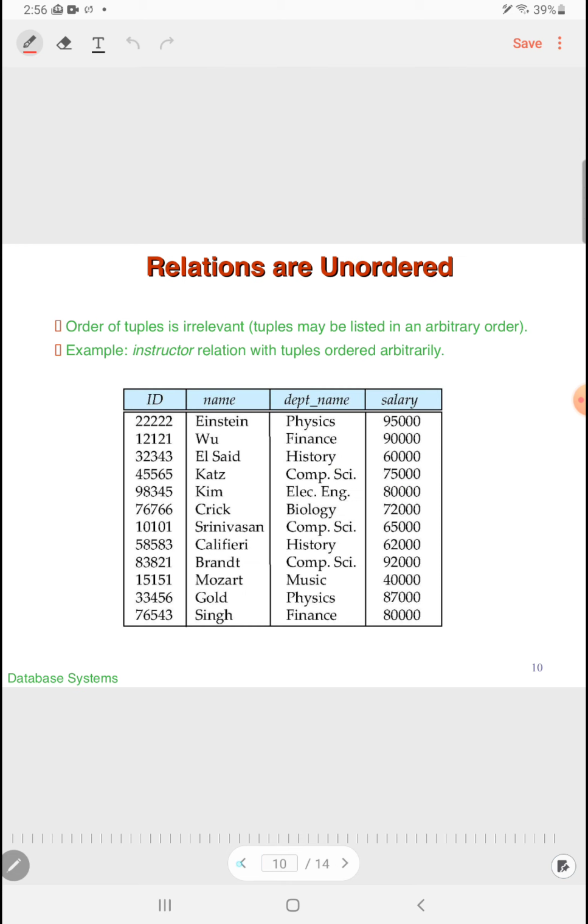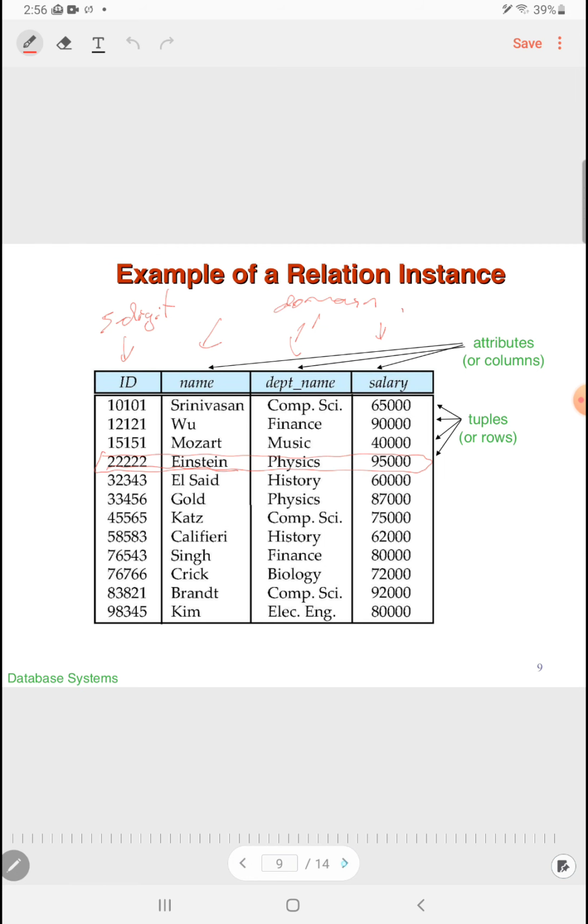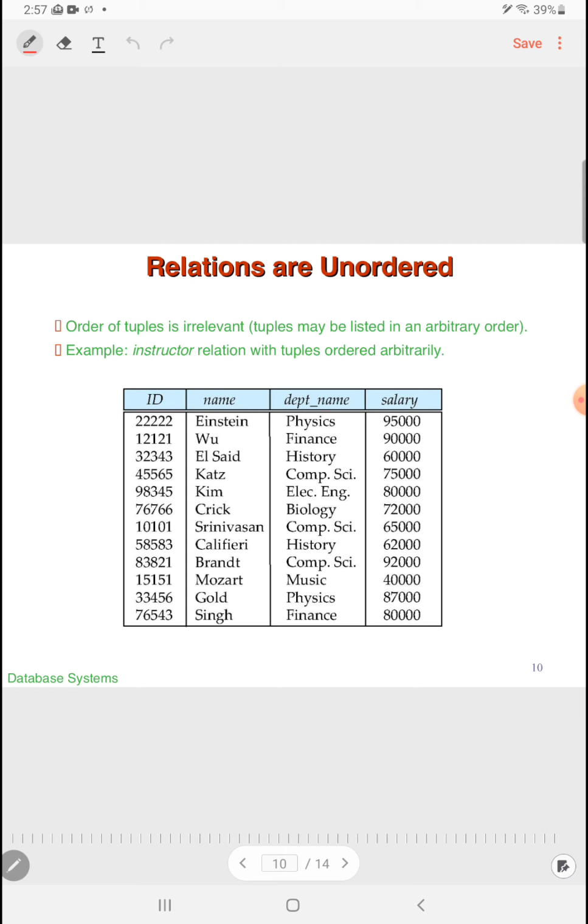They're unordered. This is the same as this. This one, I'm not sure what the order is. I don't think there's an order to this. No, not by salary. There's 95 and 92, not by department name. It looks pretty random, to be honest. Certainly not alphabetically by name, and certainly not by ID. Again, order is irrelevant logically. For performance reasons, it will make a difference. You don't have much control over it, but we'll talk about that later in the course.